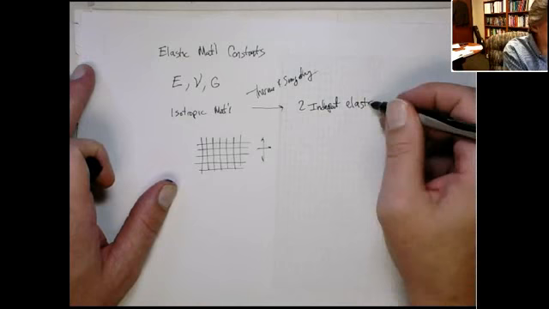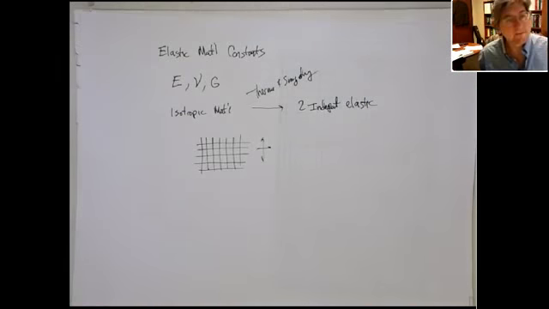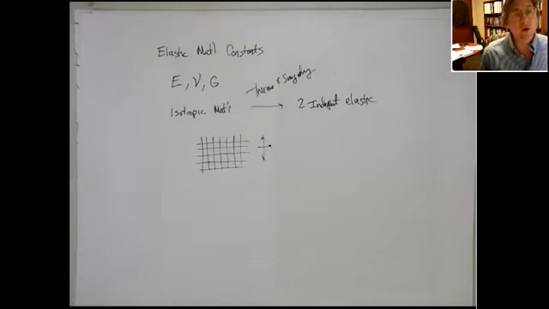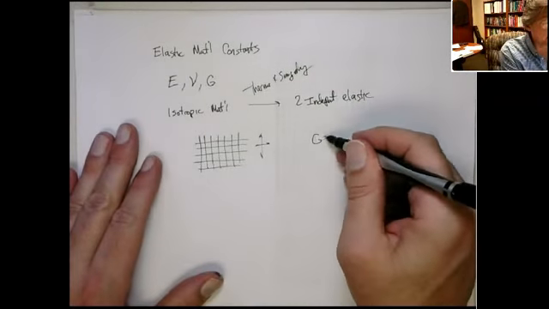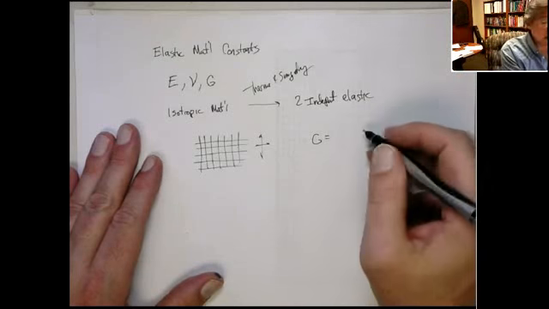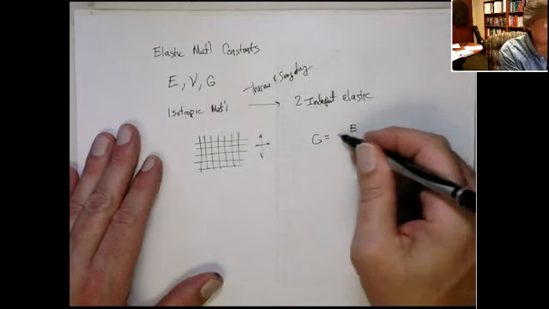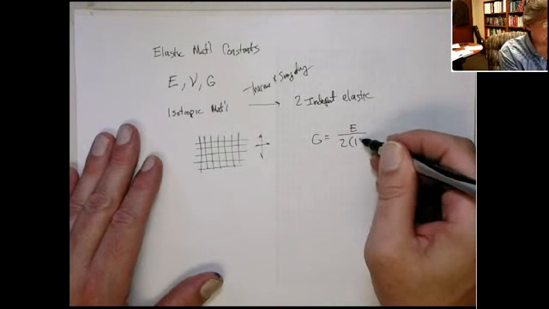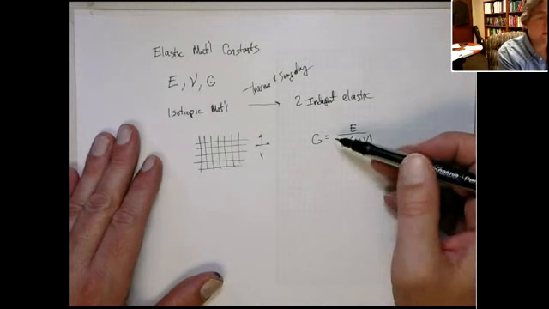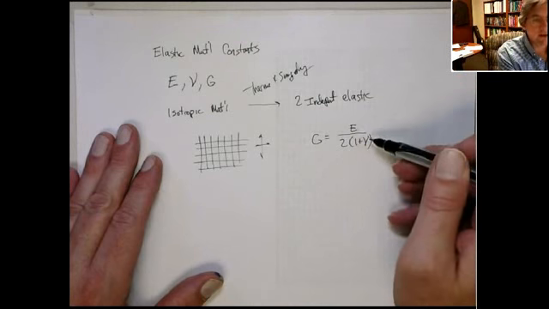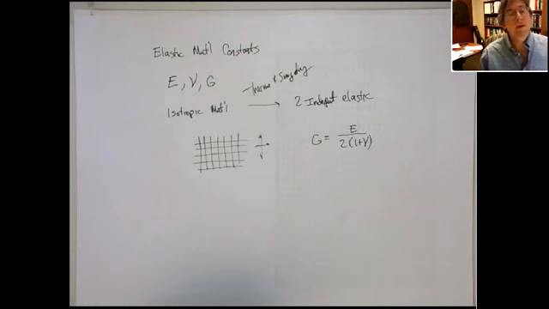I always have a tough time speaking and writing. So here I have three. In fact, there's only two that are independent. So there's a relationship between those three particular constants. Here it is. The shear modulus is related to Young's modulus and Poisson's ratio as follows. So if you're given Young's modulus and Poisson's ratio, you get the shear modulus, or given shear modulus and Poisson's ratio, you get Young's modulus.